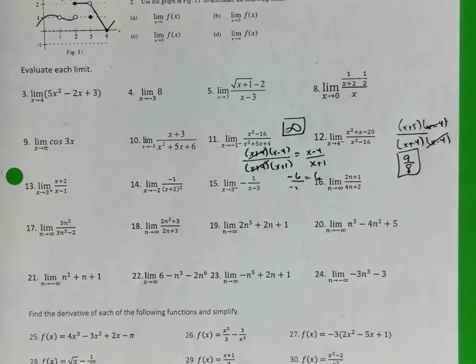Number 13, apply direct substitution. I plug 3 in. 3 minus 1 gives me 2 in the denominator, so that means I'm okay. So I'm going to plug 3 in. 3 plus 2 is 5. 5 over 2 is my answer. 5/2.